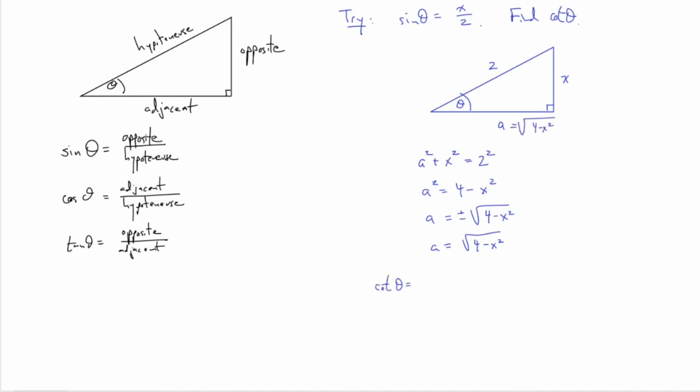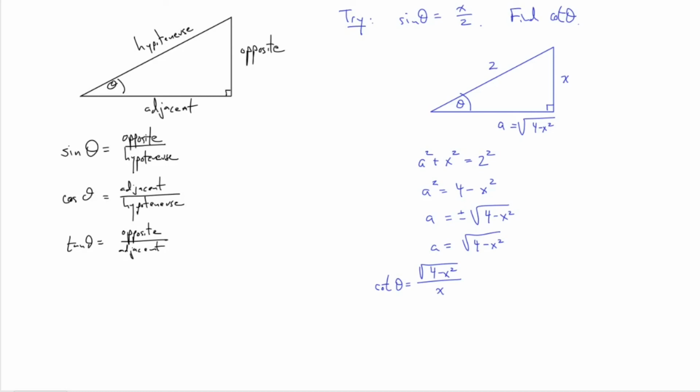We're trying to find the cotangent of theta. The tangent of theta is opposite over adjacent, so the cotangent of theta is adjacent over opposite. And so the cotangent of theta is the square root of 4 minus x squared all over x. And that's done. The only place you can get yourself into trouble is if you think that there's some kind of simplifying that you can do there. There is not. That does not simplify any further.